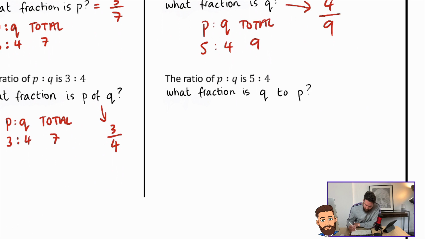This one here, same thing, p to q with a total of 5:4, obviously a total of 9 again, and it says what fraction is q to p, or maybe that should have said of.